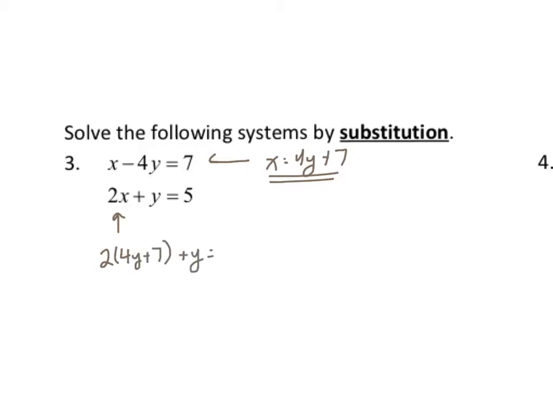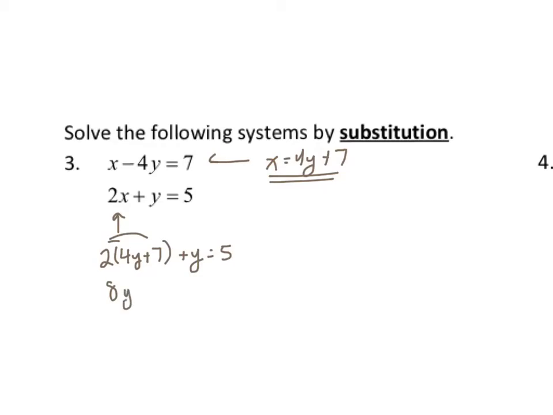Plus y equals 5. So you can see what I just did is that this x just basically got replaced with 4y plus 7, because x equals 4y plus 7. So that's a substitution. It's a very simple step, but if you're more familiar with elimination, this might be a little bit more foreign to you. But from here, it's just like solving any other simple equation like we did in chapter 1.